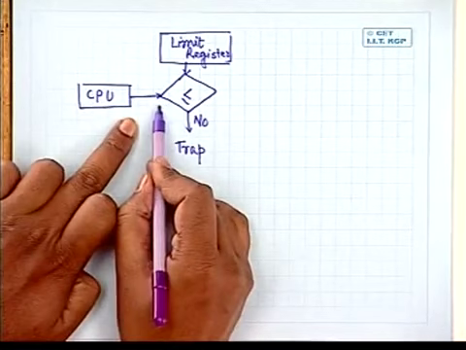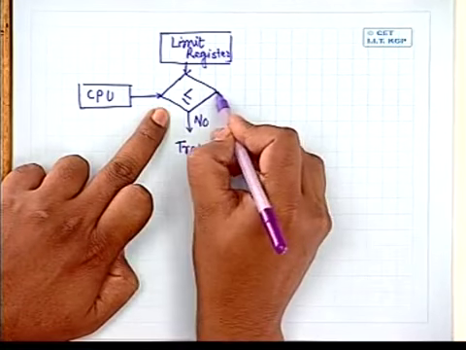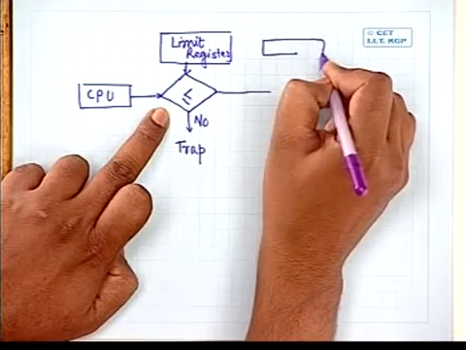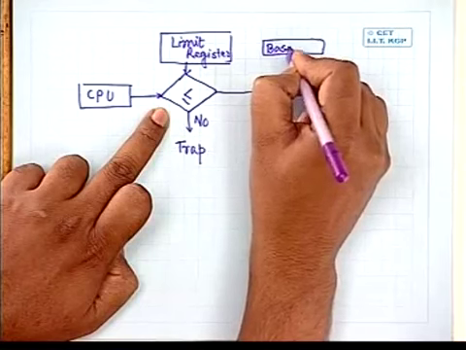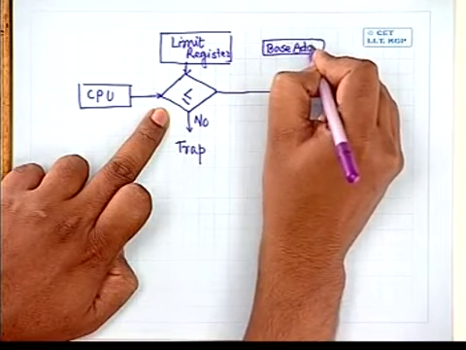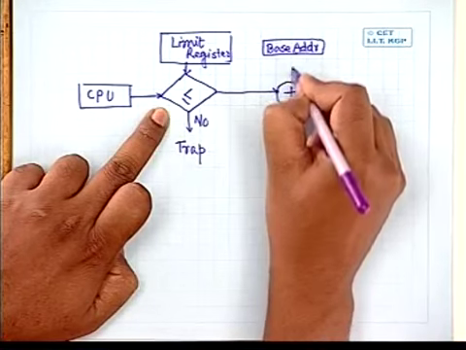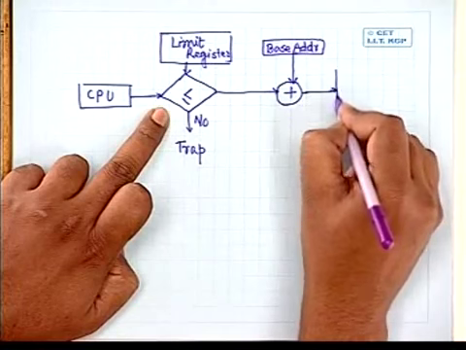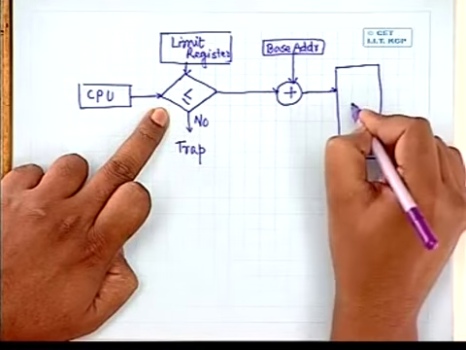If the CPU generated address is less than or equal to the limit value, in that case, this address will be added with the base address, and what I get is the physical address of the main memory which is to be accessed by the process.